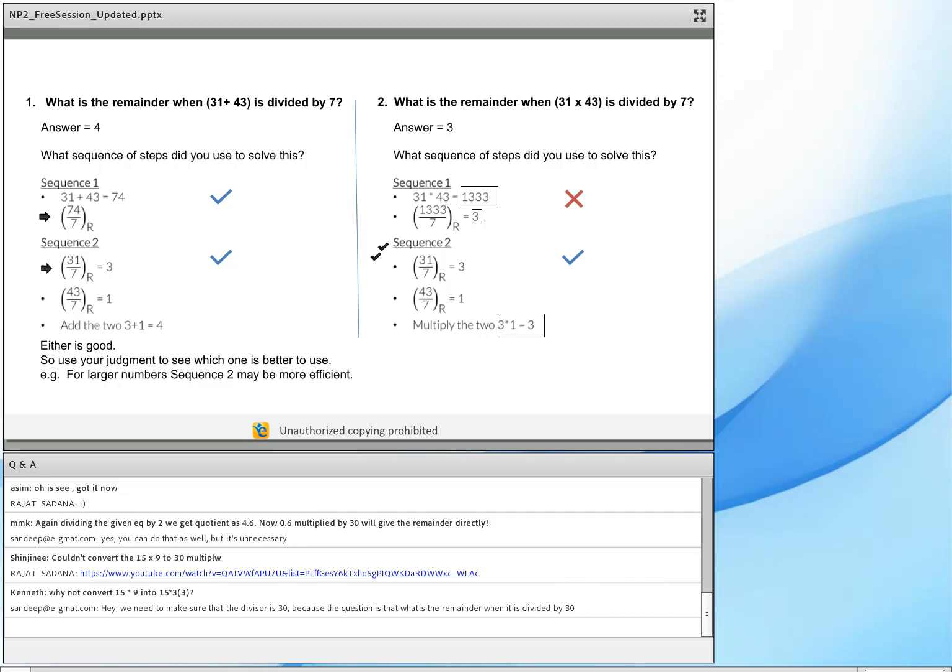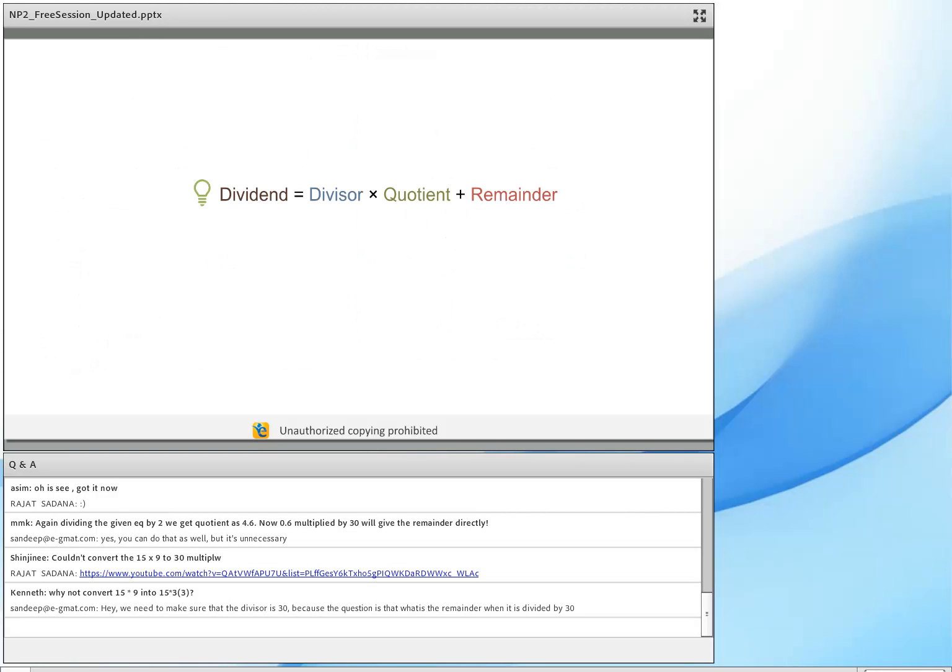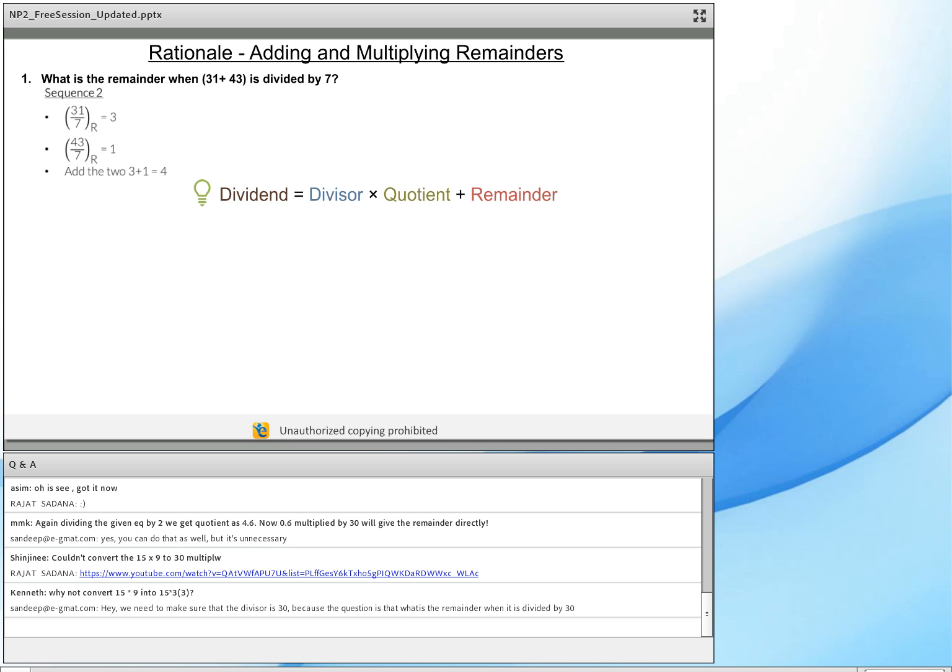Now let's understand why this works. When you understand why both these approaches work, you're going to appreciate the fundamental equation: dividend is equal to divisor times quotient plus remainder. So let's understand how this equation powers adding and multiplying remainders. Again, the same numbers over here, and let me bring in my short answer poll.